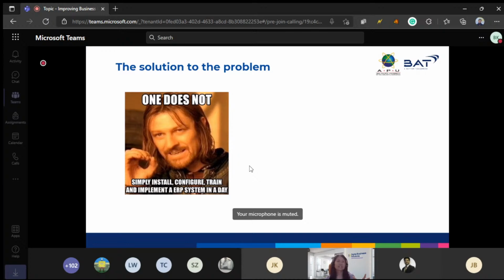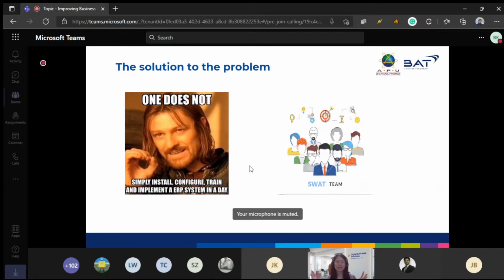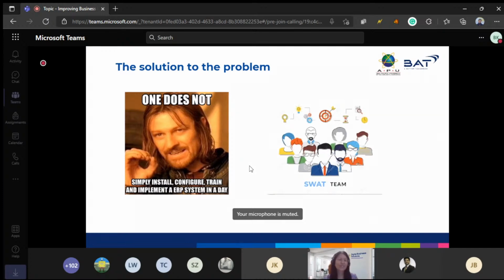And just imagine with this kind of complexity, this kind of scope, and the complexity of the solution, you also need a very, I put here, the SWAT team. It is also very crucial to have the right people in the team to implement this big scale project.